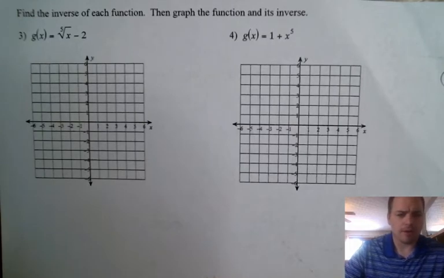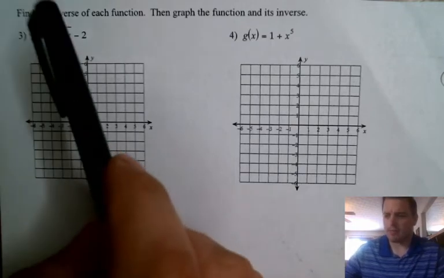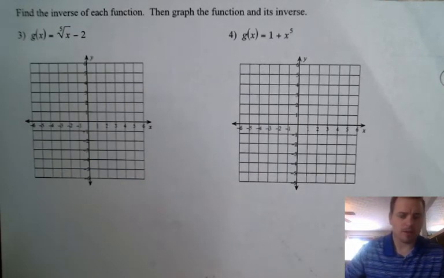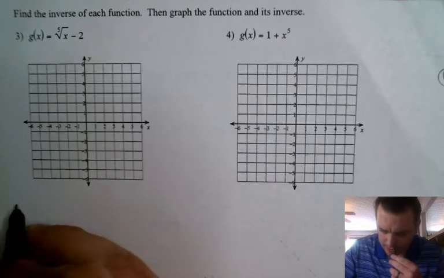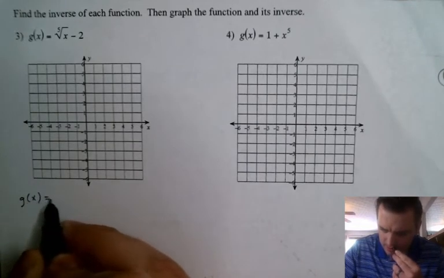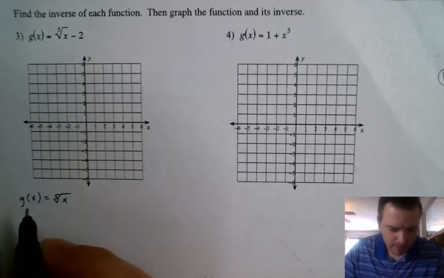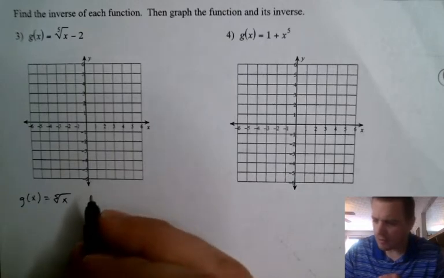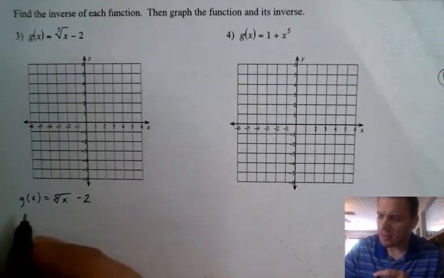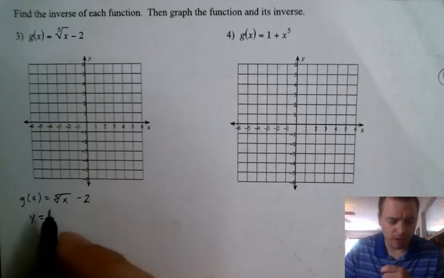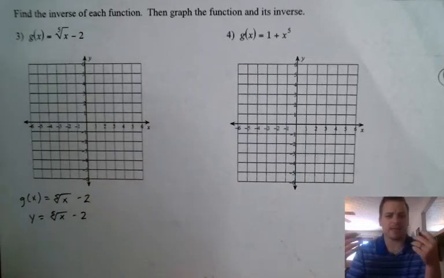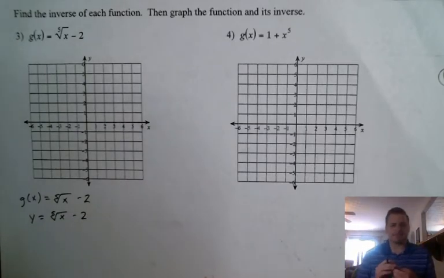So a couple more problems, looking at number 3. All right, let's write down what we have: the fifth root of x minus 2. I want to bring this down here and say g of x is equal to the fifth root of x minus 2. And we know that we could rewrite that as y equals the fifth root of x minus 2. We can put that y there, and that just kind of helps us see it.